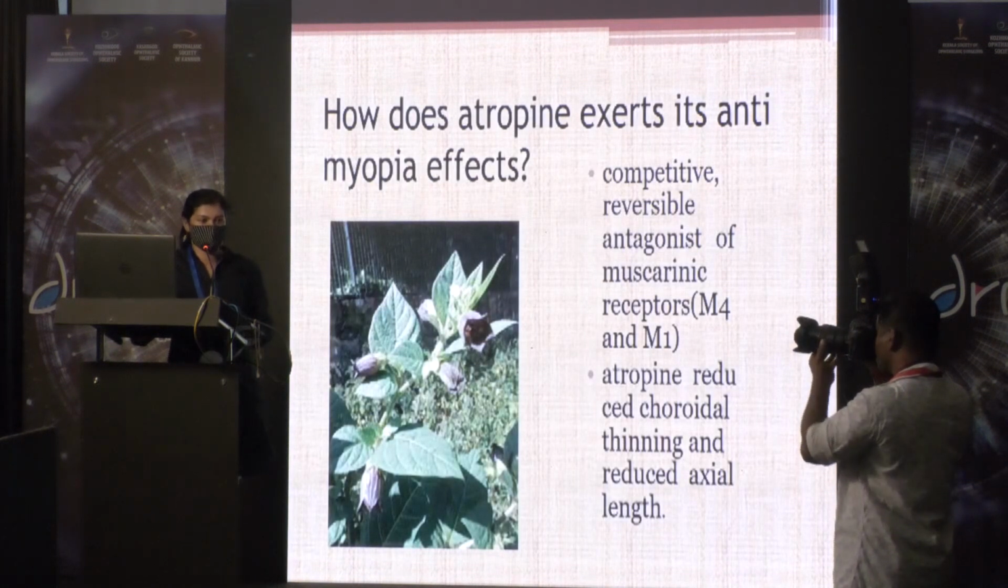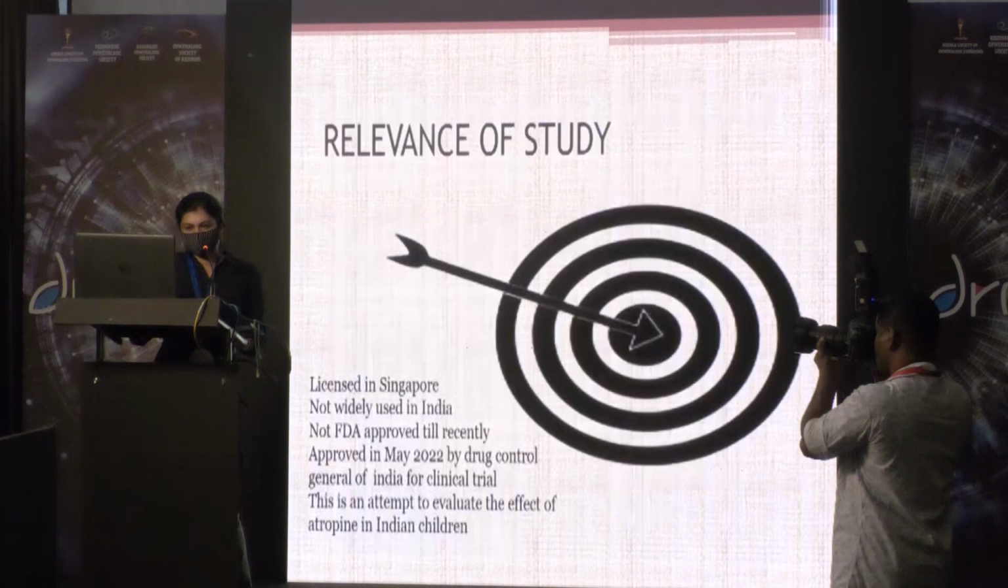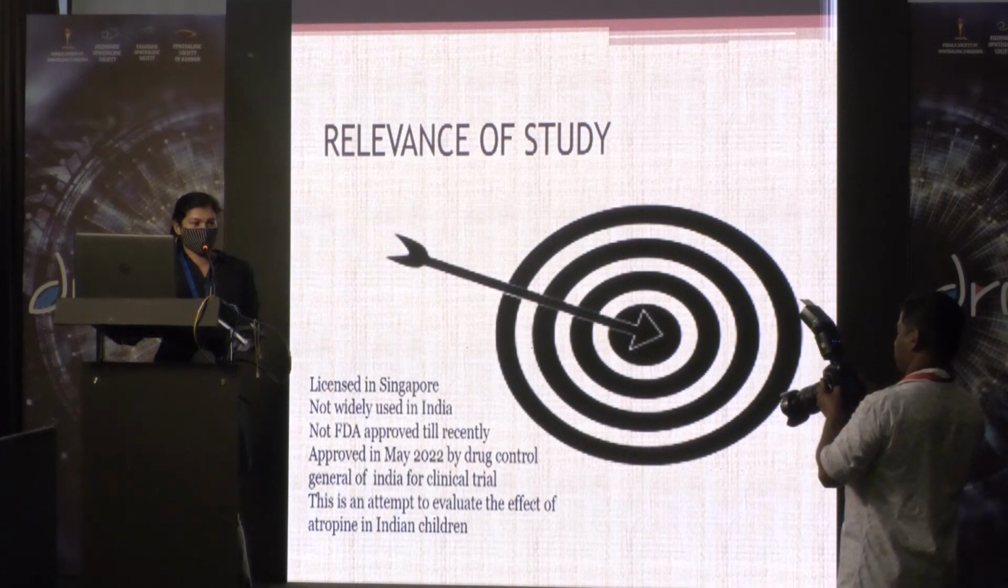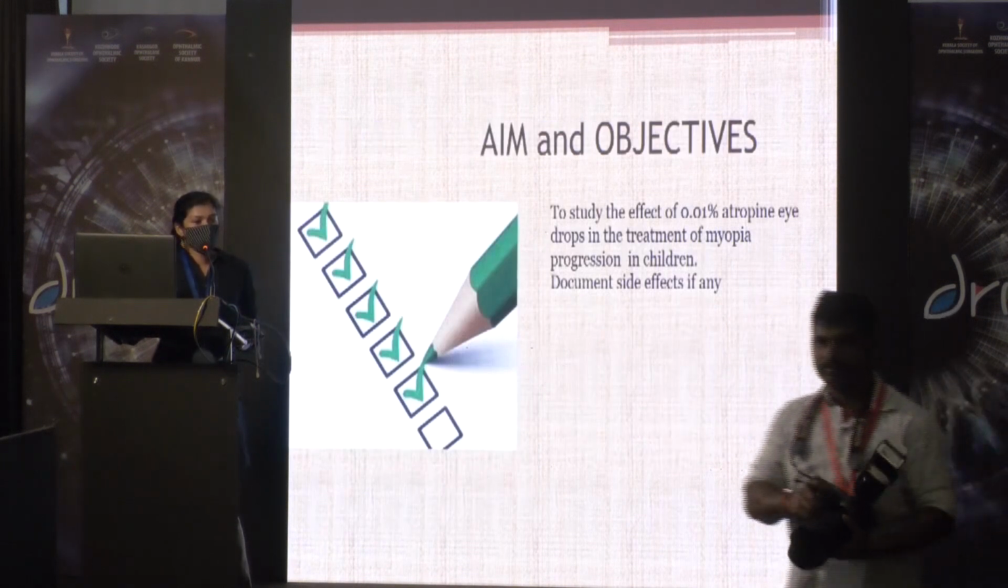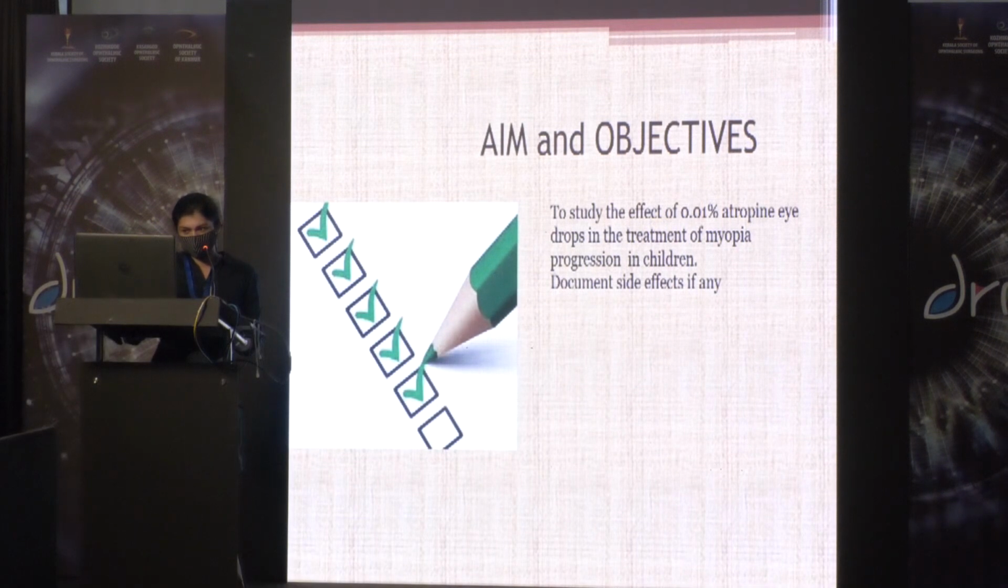Here comes the role of atropine, which is a competitive reversible antagonist of muscarinic receptors. Though atropine is licensed in Singapore, it's not widely used in India because it's not FDA approved. The aim of my study was to study the effect of 0.01% atropine eye drops in the treatment of myopia progression in children and to document its side effects.